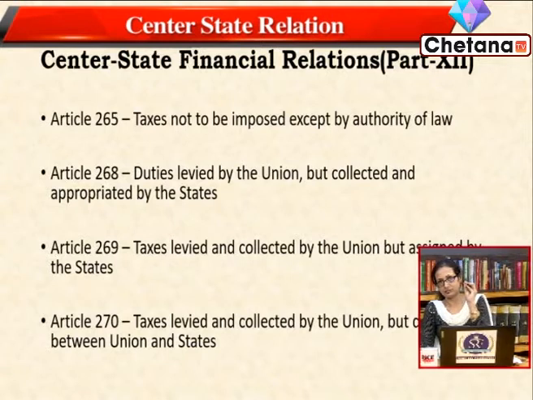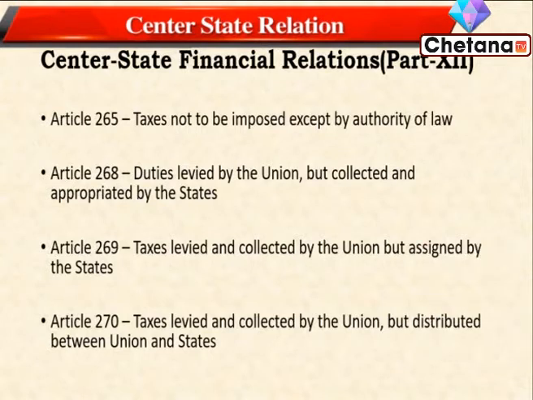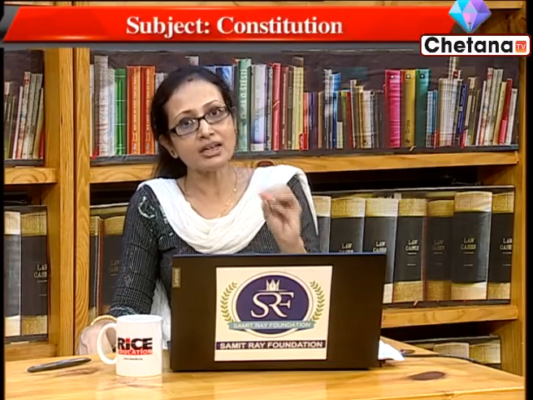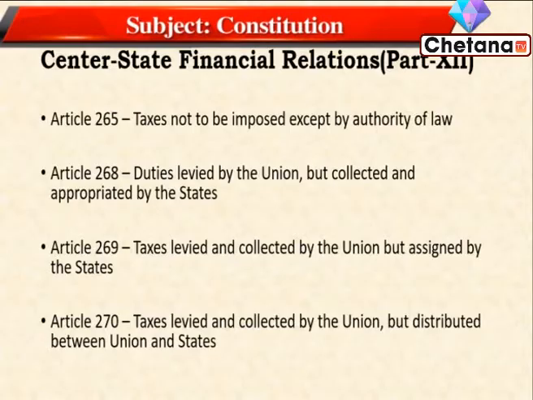268. Now 269. Over here, taxes levied and collected by the Union but distributed among states by the center. Next, 270. Taxes levied and collected by the Union but distributed among center and states. This is known as shareable tax.